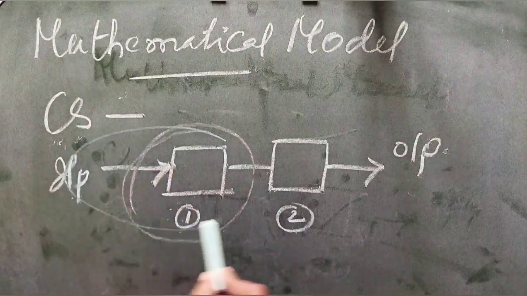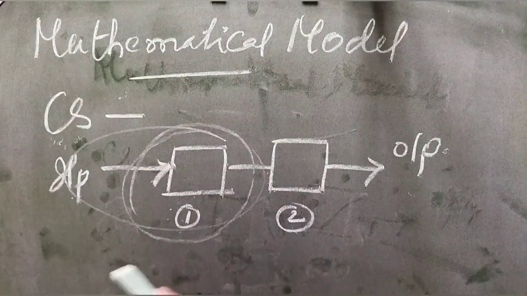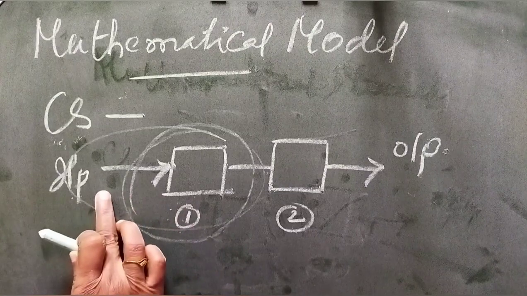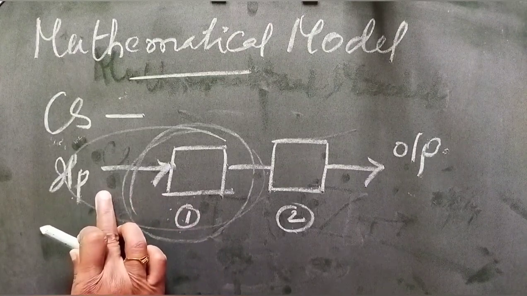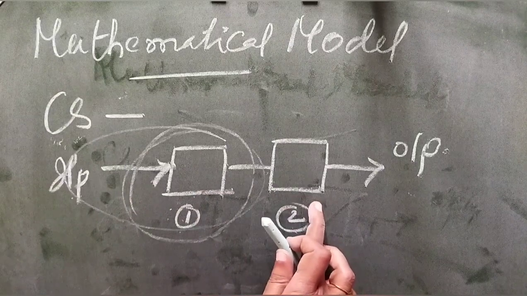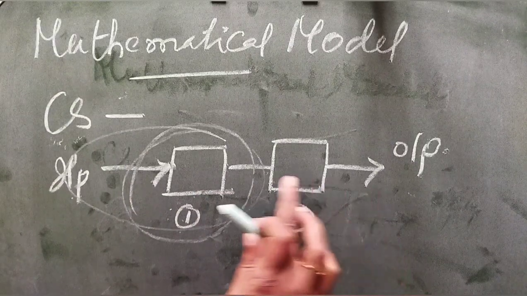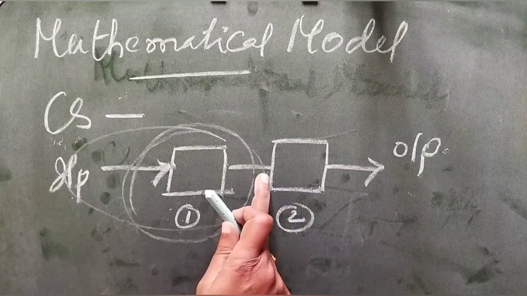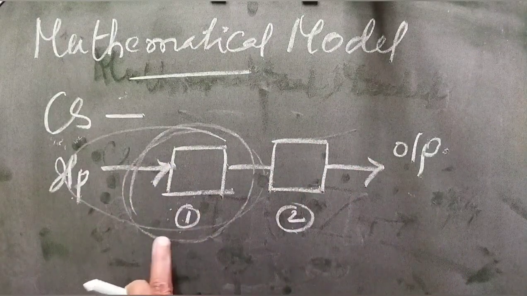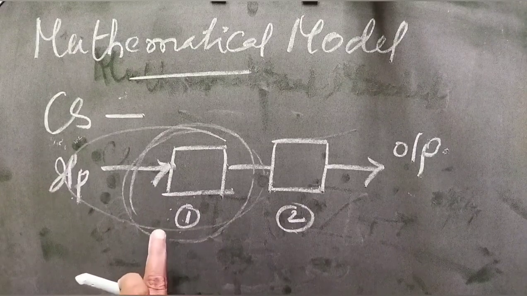So how do we relate the output of component 1 and the input to it? That is in terms of differential equations. Just like that, even for component 2 we can relate the output and input in terms of a differential equation. So a set of differential equations will be governing this particular control system.